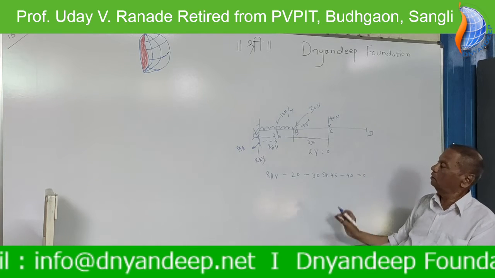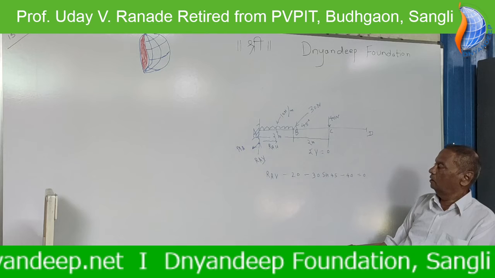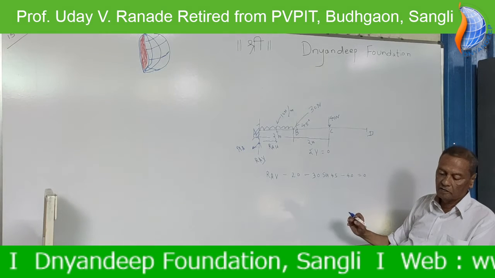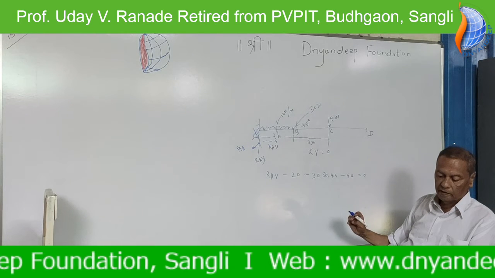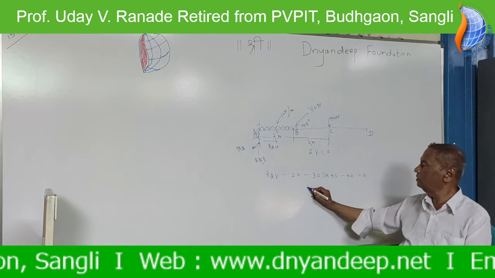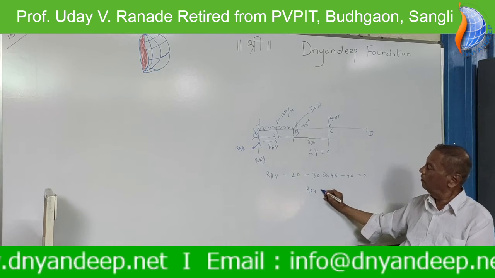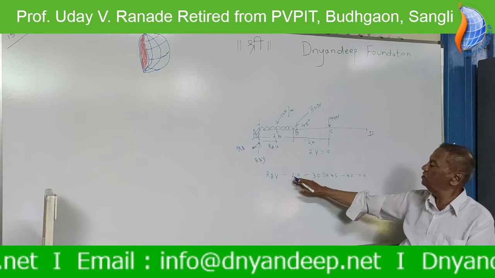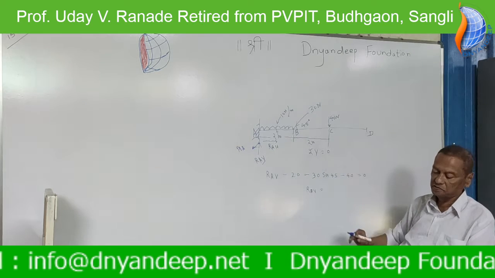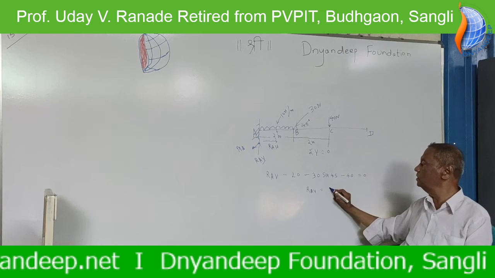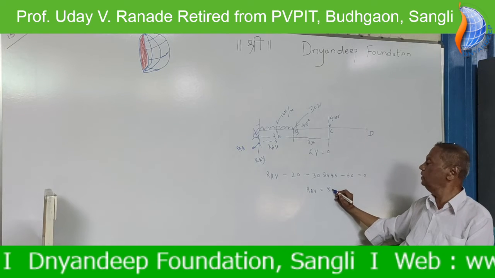I don't write all the steps. Directly I will write the value. It comes after calculation, RAV equal to, as you can see, all are negative, so this comes positive. It comes 81.22.